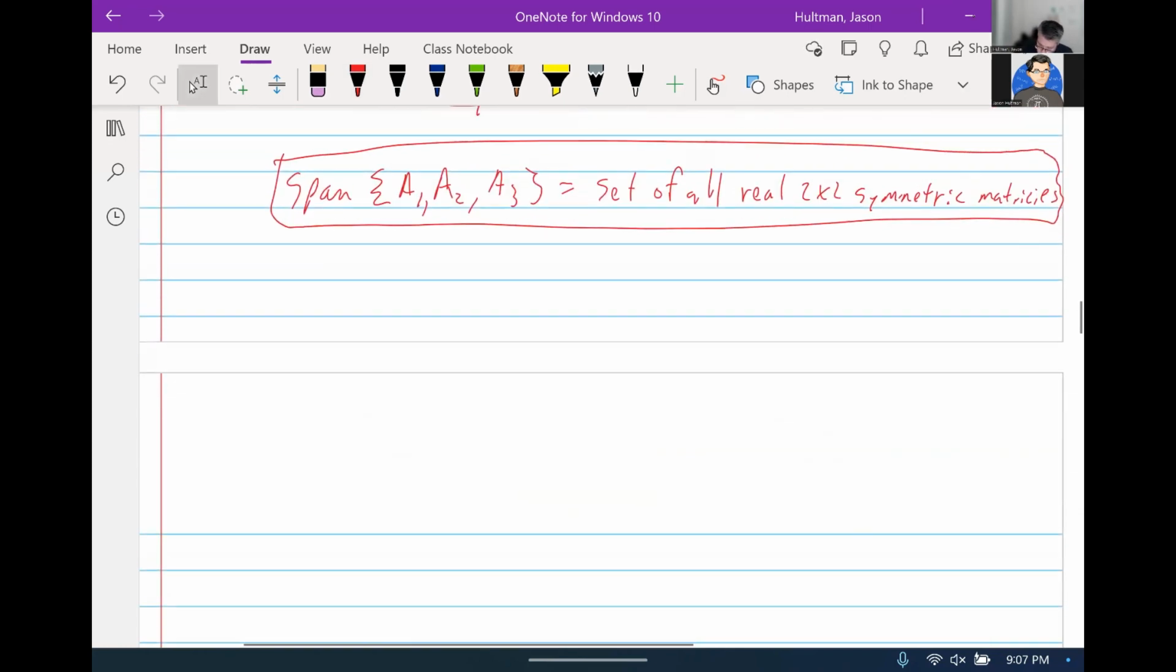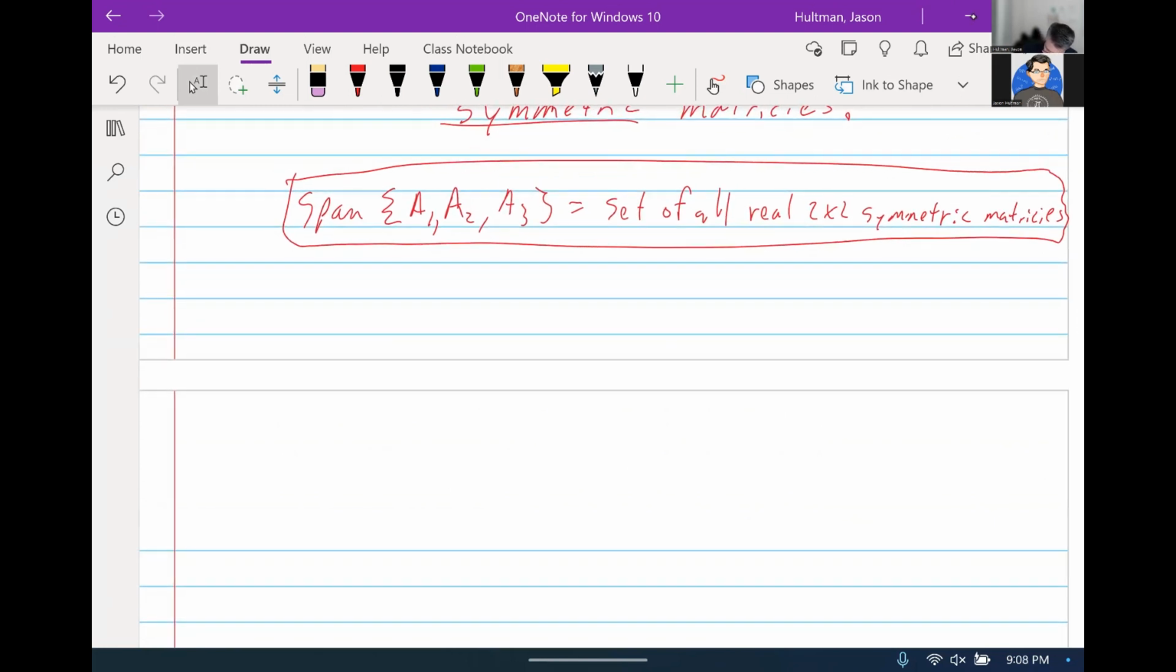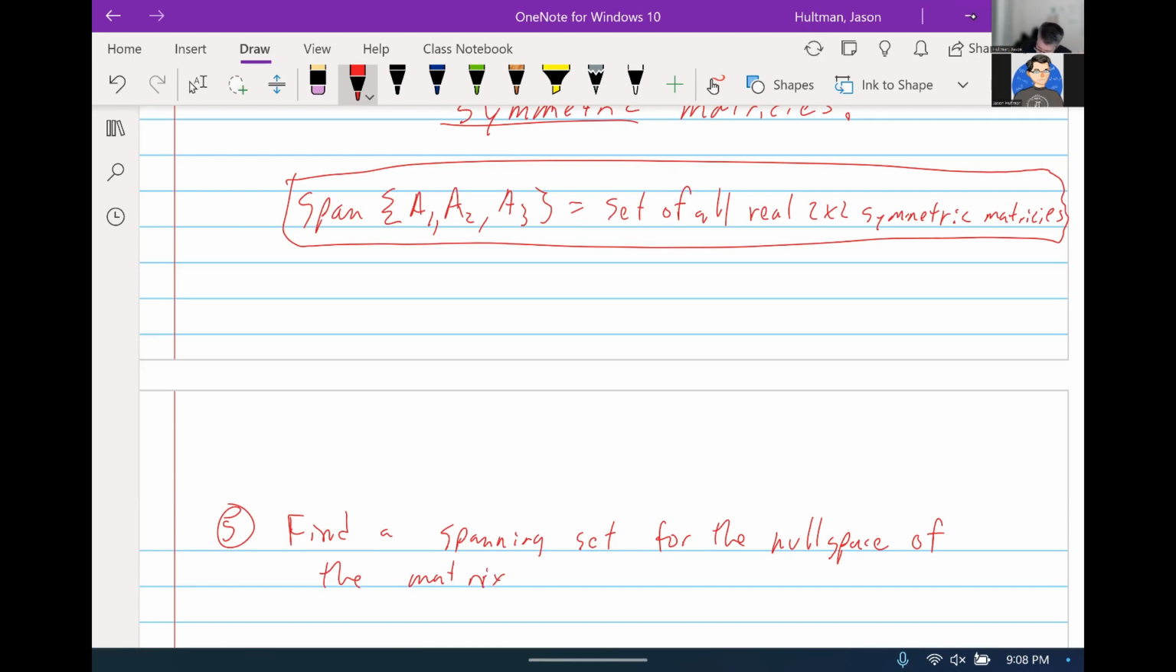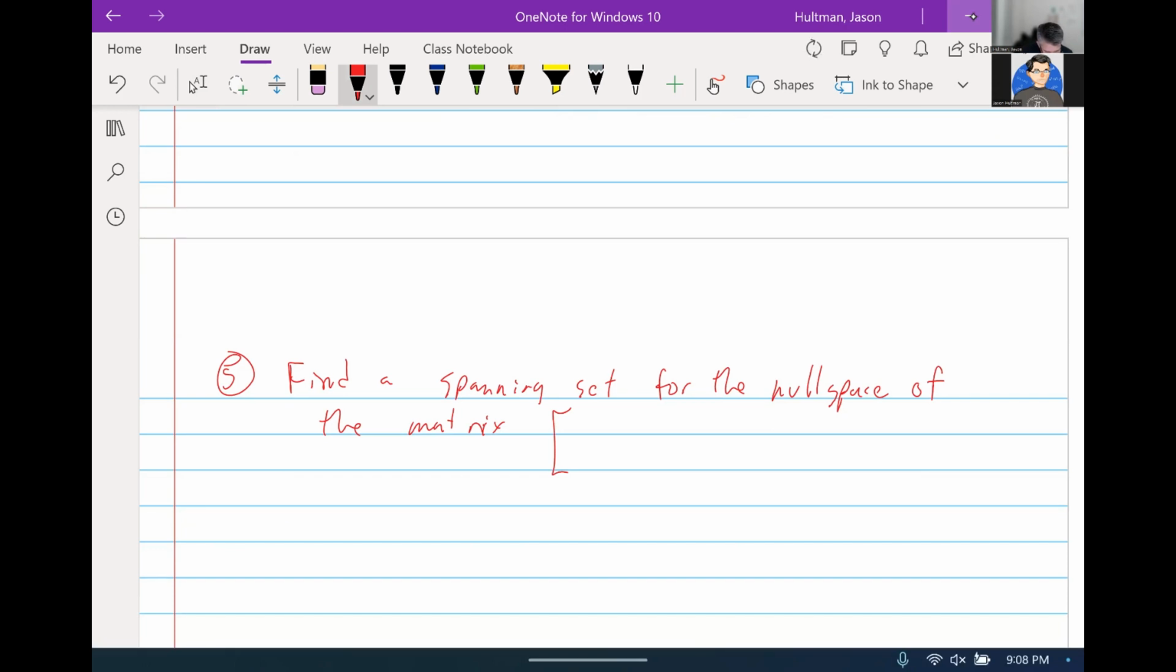Okay, let's look at number 5 here real quick. Find a spanning set for the null space of the matrix A equals -1, 5, 3, 2, -10, and 6. So we want a spanning set for the null space of this matrix.